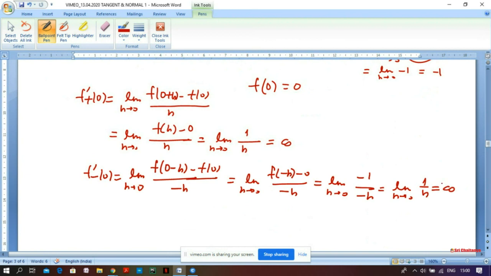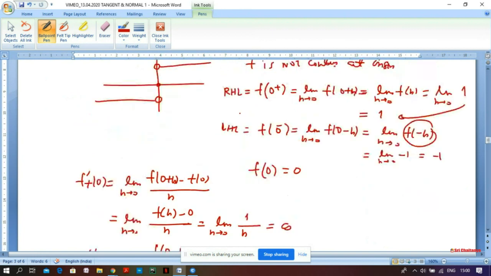So although the function has an infinite derivative at the origin, it does not have a tangent there because f is not continuous at the origin. In fact, if f is not continuous at the origin, as you can see, there is no meaning in finding a tangent at that point. The point itself is not there.